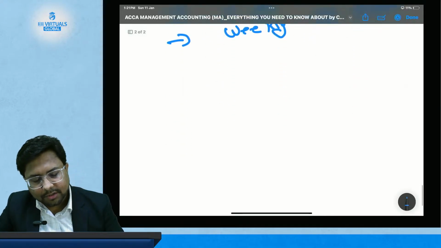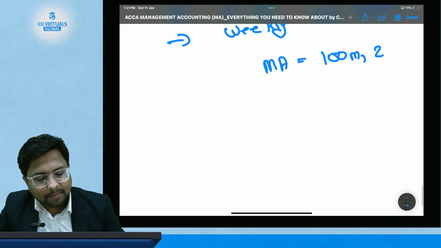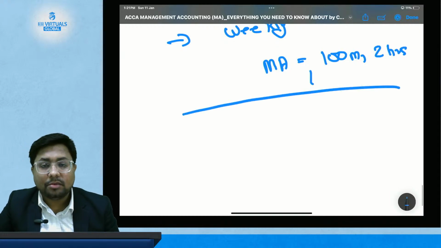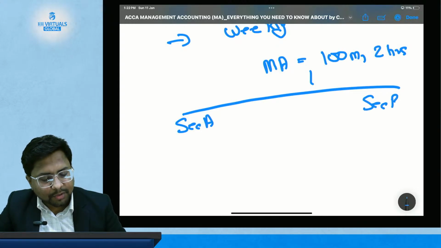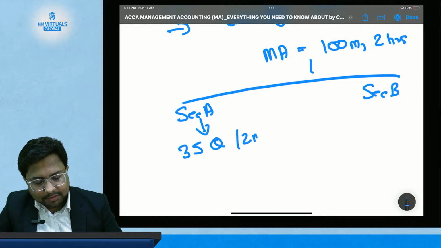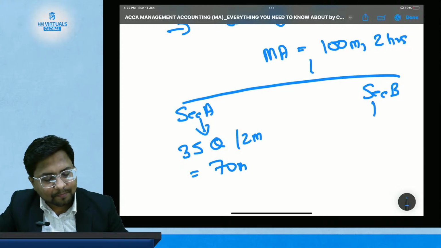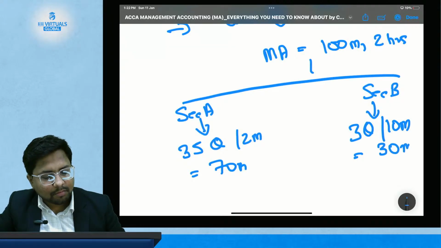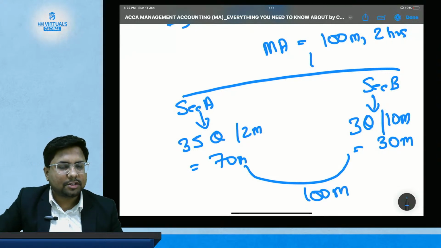And about the examination, your MA examination will be of 100 marks. Time allowed will be 2 hours. The examination will be divided into 2 parts, section A and section B. Section A will have 35 questions of 2 marks each, making a total of 70 marks. Section B will have 3 questions of 10 marks, making a total of 30 marks, which will eventually turn into a total of 100 marks. So this is how your examination is going to be.